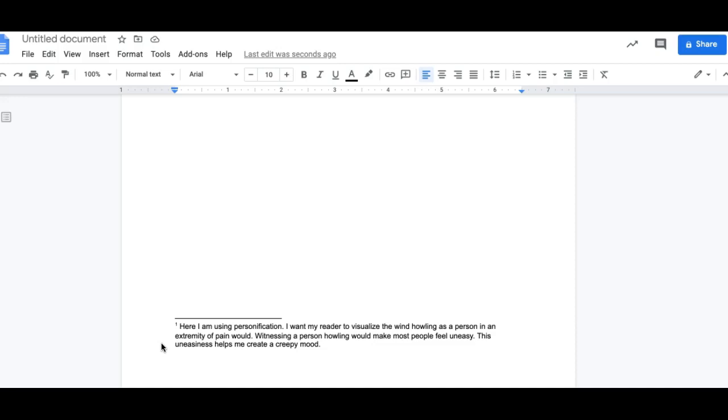So in this footnote, the person has identified the strategy, which is personification, and she's also explaining what her intended impact is. She wants the reader to visualize the wind howling as a person in an extremity of pain would.